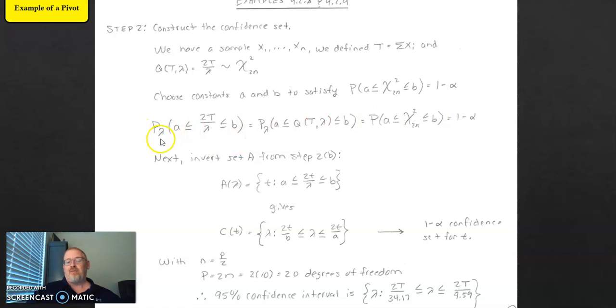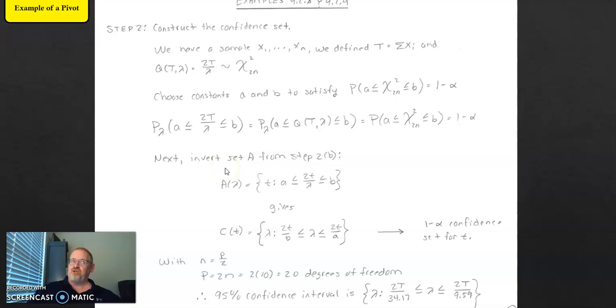So we can move, if you think about it, from left to right. I've got a probability based on lambda, then a probability based on lambda but now with my Q, my pivot, which then leads me to say I've got a probability with this chi-squared being greater than or equal to a and less than or equal to b, and that's equal to 1 minus alpha. All right. So next, though, we need to invert.